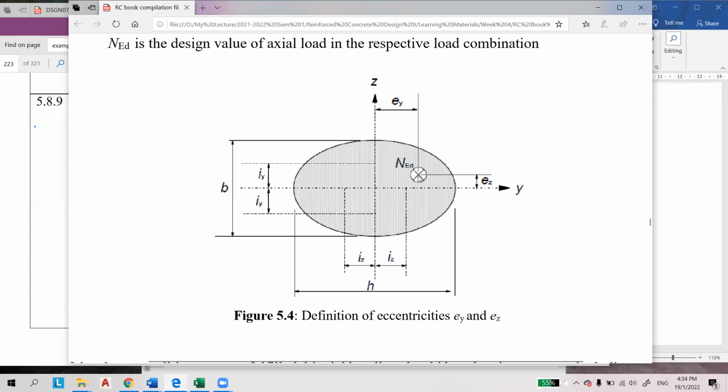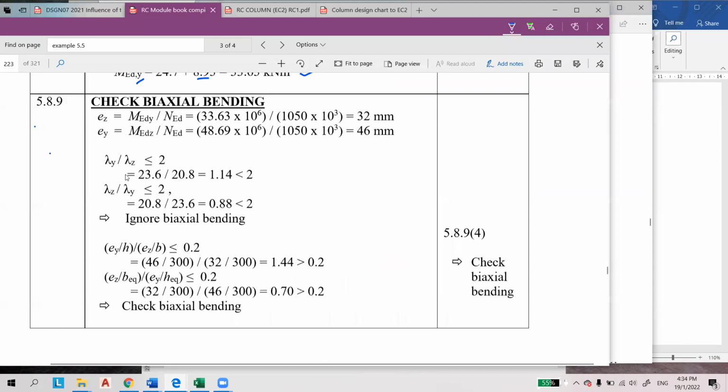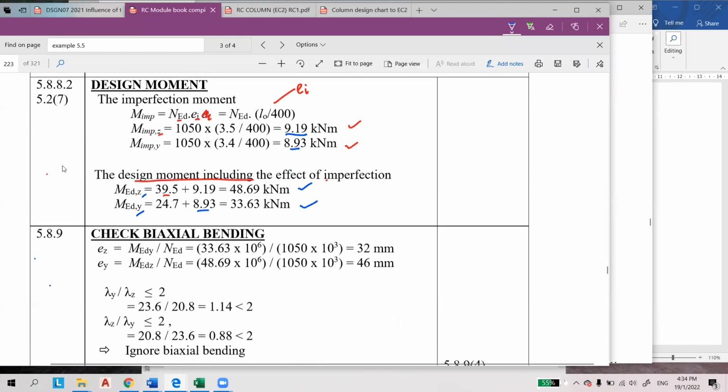Okay, because the axial force does not necessarily coincide with the center of the column. It might be a bit offset. So first we calculate this one. This is the moment. Moment is equal to N times eccentricity. So we want the value of eccentricity now. Eccentricity is equal to moment divided by N. So we got this equation. This is the concept.